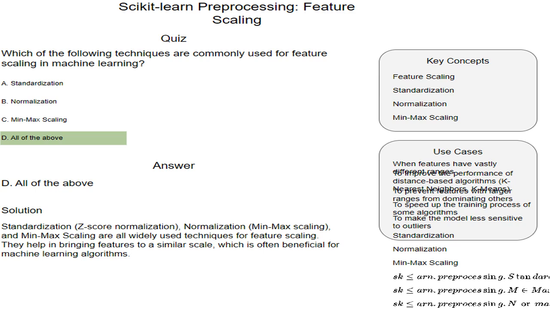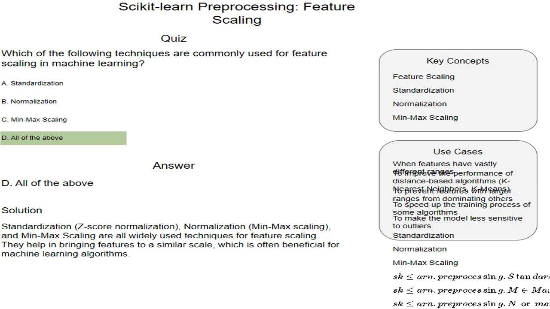True. Normalization. Min-max scaling is another widely used technique for feature scaling. It scales features to a range between 0 and 1. It's useful when features have vastly different ranges and you want to bring them to a common scale.